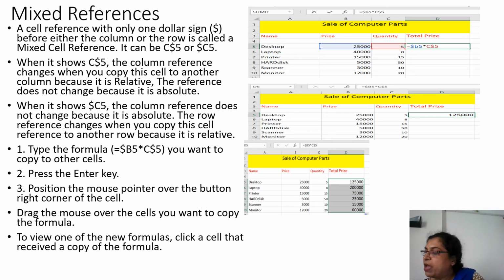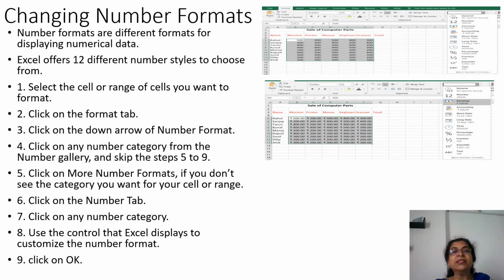Here in this example, we have used mixed cell references where the column will remain constant in the first reference and the row will remain constant in the second reference. Column will remain constant in the first reference, that is column B, whereas the row will change: 5, 6, 7, 8, 9, correct? And in the second, it will change to row.